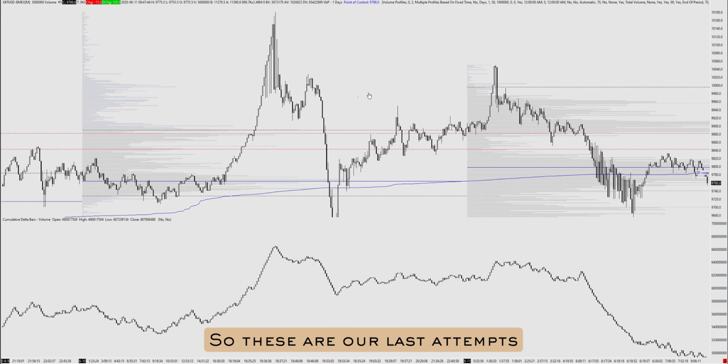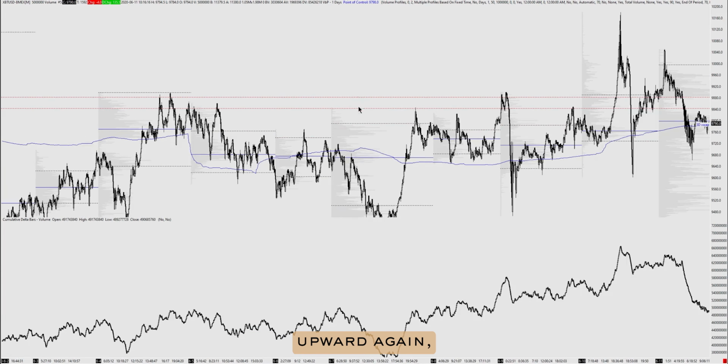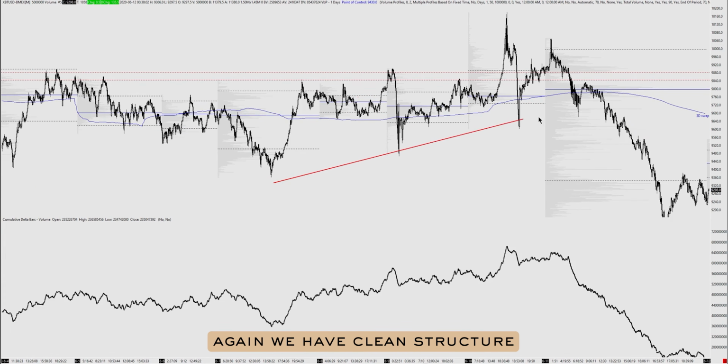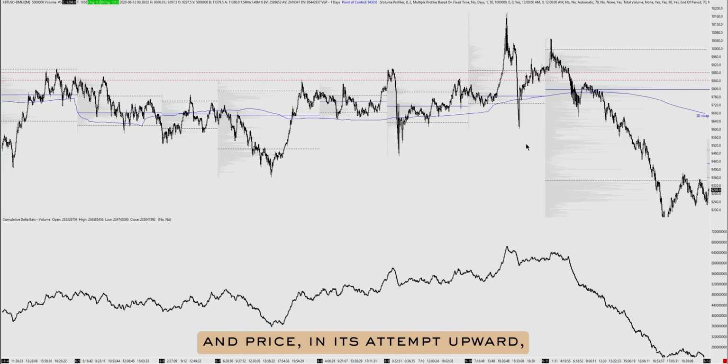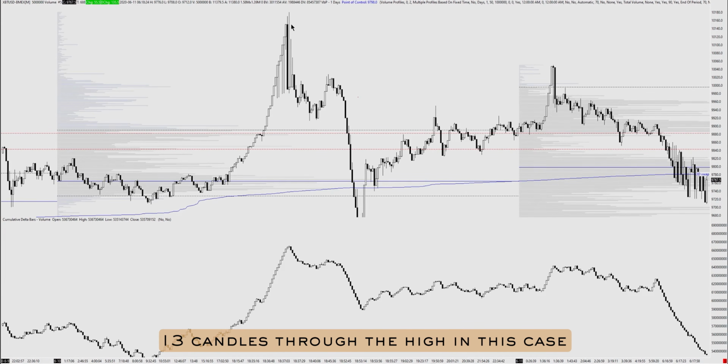So these are our last attempts above that high point after what was sort of the final push. Price had been grinding upward again. Price was grinding upward from down here. Again, we have clean structure based on the volume chart, and price in its attempt upward does not show any kind of acceptance. All right, 13 candles through the high.